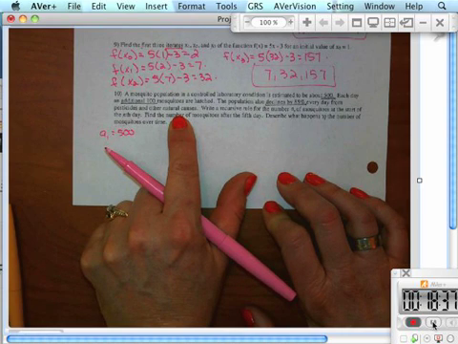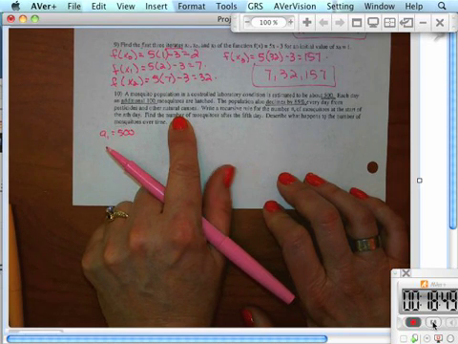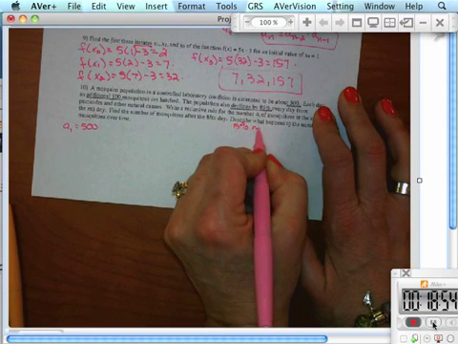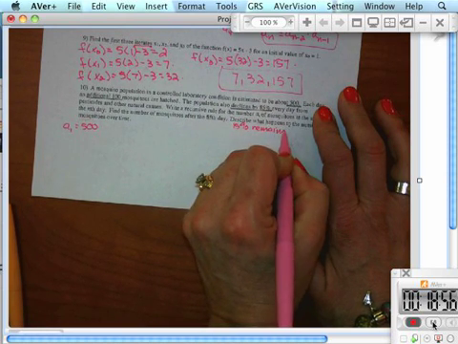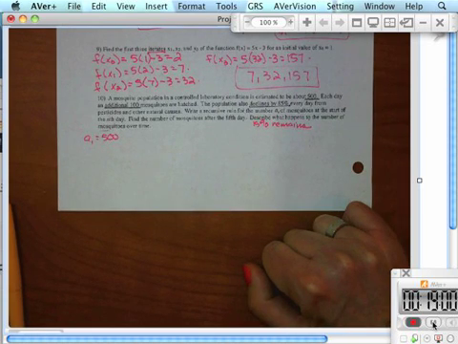If it declines by 85%, do I multiply by 0.85? What do I multiply by? 0.15. You still have 15% left, okay? 15% remains. Write a recursive rule for the number a sub n of mosquitoes at the start of the nth day. Find the number of mosquitoes after the 5th day. Describe what happens to the number of mosquitoes over time.